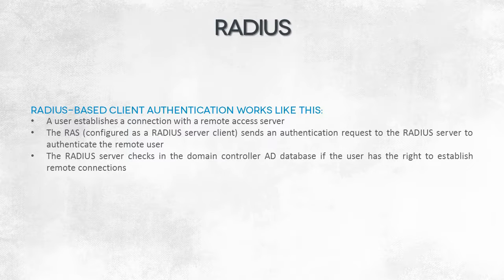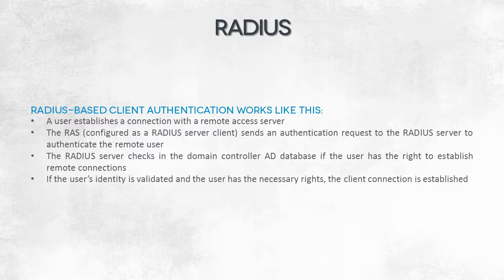In the next step, the Radius will ask the domain controller if the user provided correct credentials, if the login and password or the certificate are correct. If the credentials match and the user has the right to log on to the remote server, the Radius server will inform the remote access server. Then it will ask the remote access server to create a virtual interface for the user. Eventually, a connection is established.